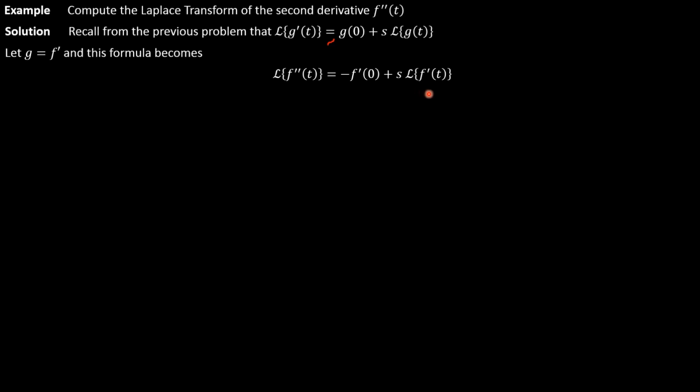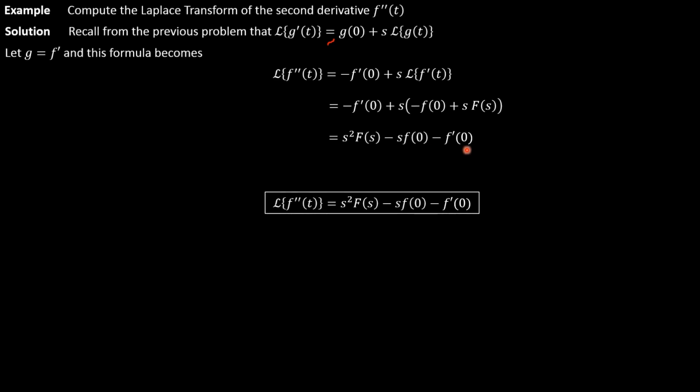And then we can use the Laplace transform formula for the derivative of f again. And it is that. And then when we expand and simplify, we end up with this when the dust settles. We have s squared times the Laplace transform of f minus s f of 0 minus f prime of 0. And that is your formula for the second derivative Laplace transform.